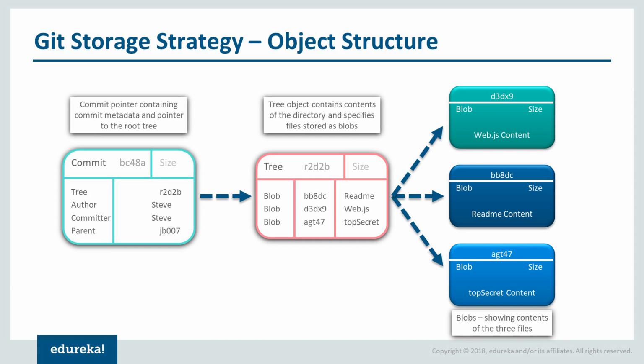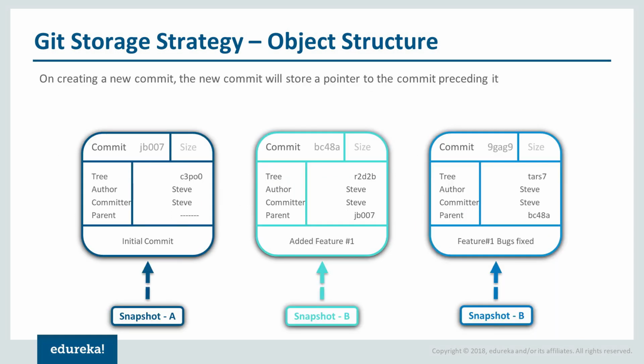Now if you see, at the first level we have blobs, where each file is represented as a blob. Next we have tree, which contains the content of directories and specifies files stored as blobs. So we have a tree, which has the tree name, we have a blob, the hash, and the file name. And then we have commit, which contains the metadata and a pointer to the root tree. So this is the commit ID. Then we have tree, which is the tree ID. Then we have author Steve, committer Steve, and the parent JB007. Now on creating a new commit, the new commit will store a pointer to the commit preceding it.